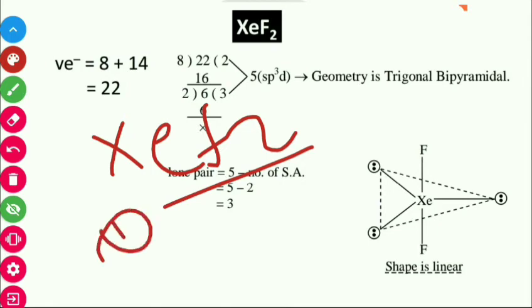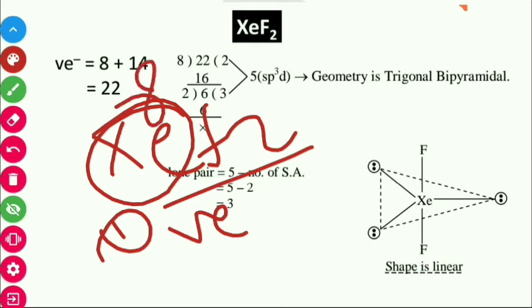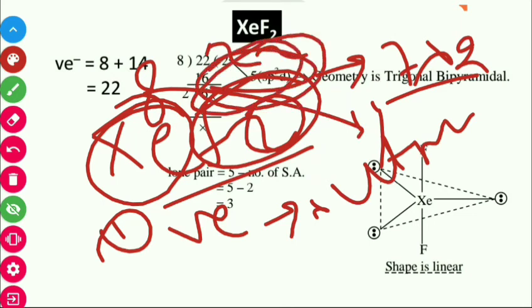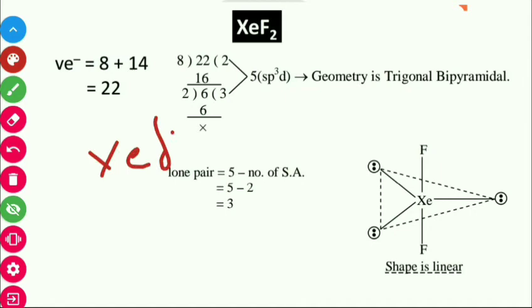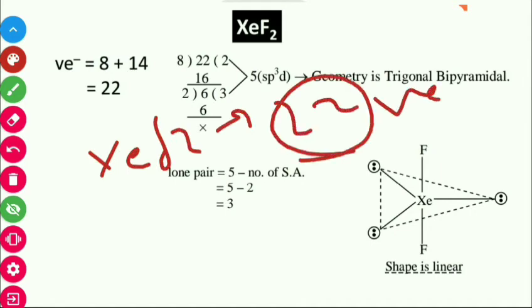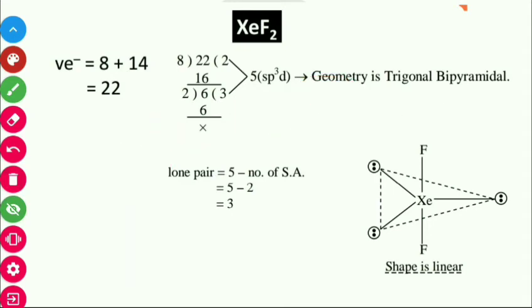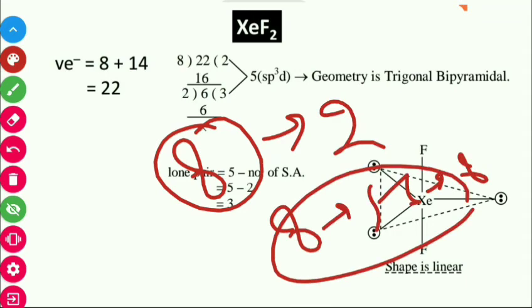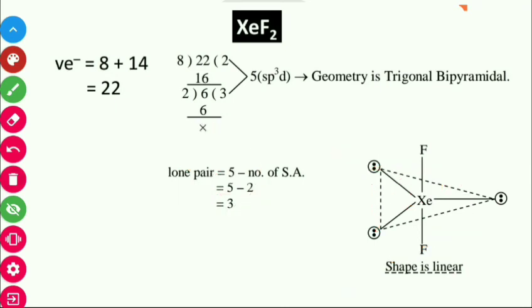Step number 1 is to calculate the valence electrons. In xenon the valence electron count is 8. Valence electron simply means the number of electrons in the outermost shell, and in fluorine it is 7, but there are 2 fluorines, so 7 into 2 is 14, 14 plus 8 is 22. So in total XeF2 has 22 valence electrons. According to our trick, if the number is less than 8, we divide by 2. If it is from 8 to 56, we divide by 8, and if it is more than that, divide by 18. Here we got 22, so we divide by 8 and get 5 in the quotient.